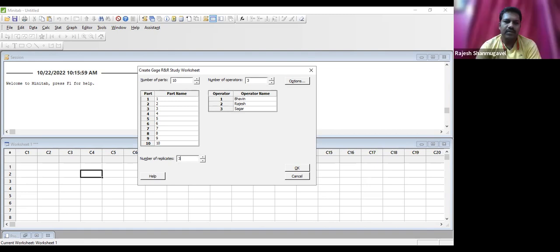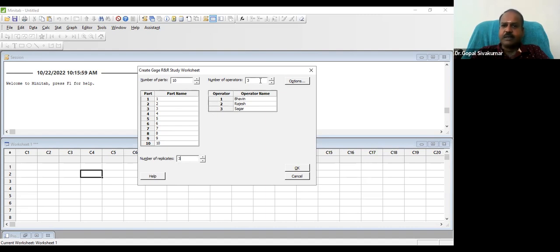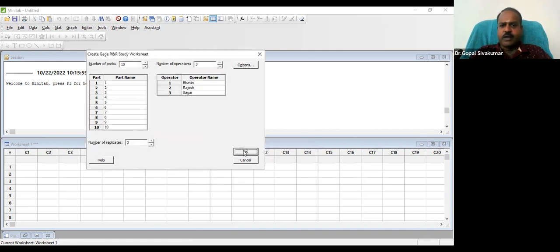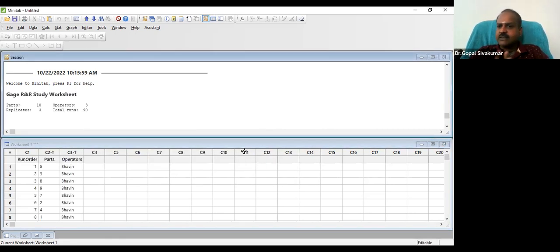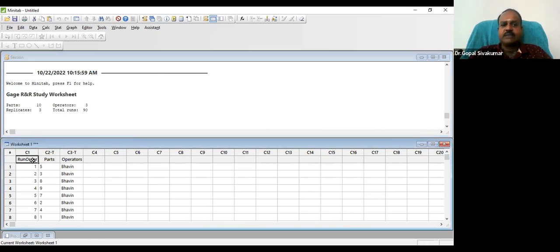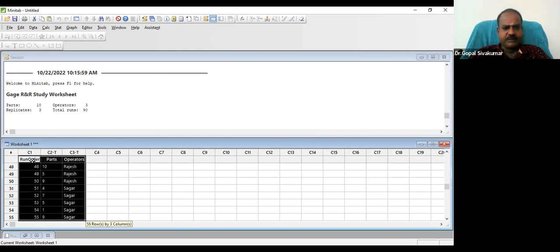Now 10 parts, 3 operators, 3 replications, which means in total you have to do 90 experiments. Let me show you what those experiments are. When I click OK, your data collection sheet is ready. Can all of you see the data collection sheet with run order, part number, and operator name? Look here, there are 90 experiments.